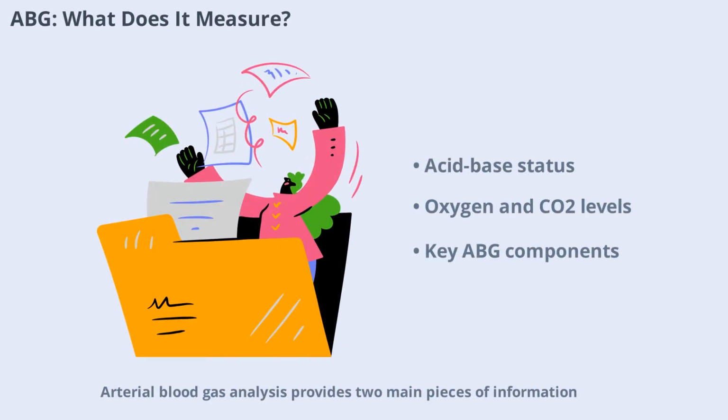Arterial blood gas analysis provides two main pieces of information: the acid-base status of the blood and the levels of oxygen and carbon dioxide. These values reflect how well the lungs and kidneys are maintaining the body's internal environment. The main components you'll look at are pH, PaCO2, HCO3, and PaO2. Each of these tells a story about the patient's respiratory and metabolic function. Understanding their interplay is key to accurate interpretation.